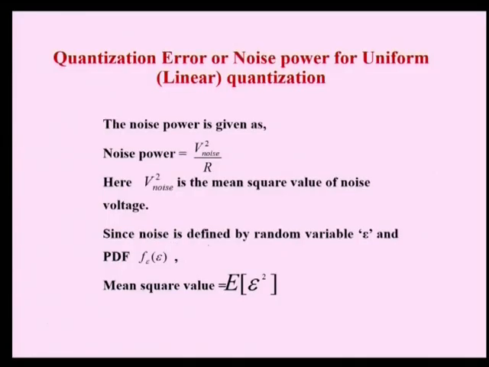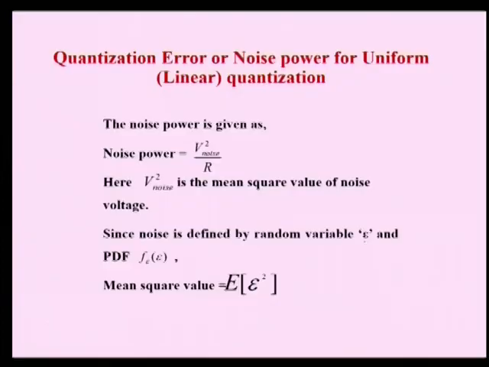Since the noise is defined by a random variable, and we assume that it is distributed uniformly, epsilon is the noise or error, and the probability density function is given as f epsilon of epsilon. Now, we are going to compute the mean square value, the expectation of epsilon square.